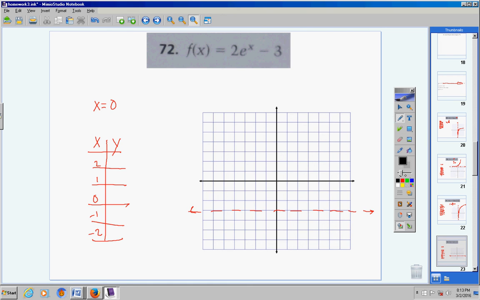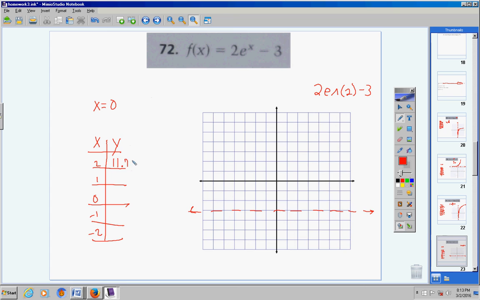Now, here we go. Let's put a 2 in for x right here. So I'm telling you, with your calculator, you can type in 2, hit the E button, and this will pop up, and then type in 2 for your x. Close the parentheses, then minus 3. You can type that whole thing in and get out your answer. That's what I'm going to do. So 2 times e to the second power minus 3 would give me 11.78.